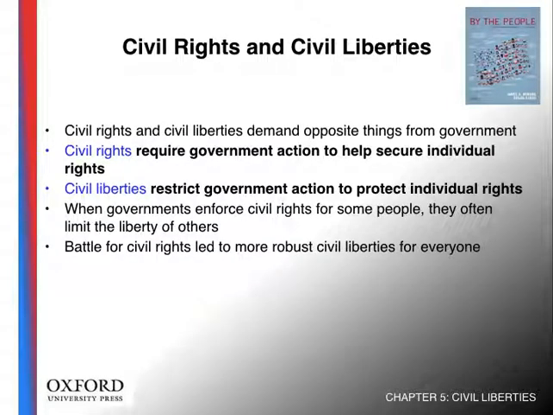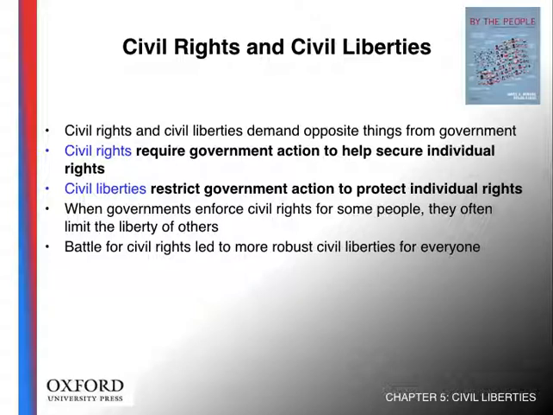First, let's distinguish between civil rights and civil liberties. Civil rights and civil liberties are both talking about our rights, but they demand opposite things from the government. Civil rights requires government action to help secure individual rights, and we'll be talking about that in the next lecture. Civil liberties restricts government action to protect individual rights.